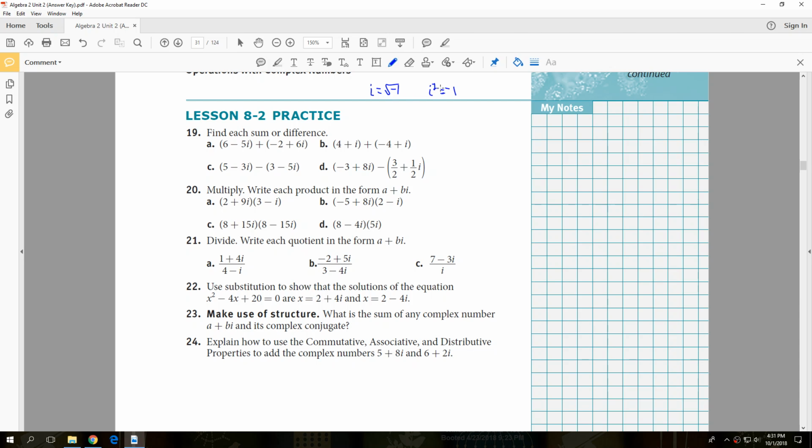So if I took i times i, which is square root of -1 times square root of -1, then that's equal to -1. So whenever you get an i squared, you can substitute it with a -1. And I should say if you ever get an i squared. So let's go ahead and do these problems.